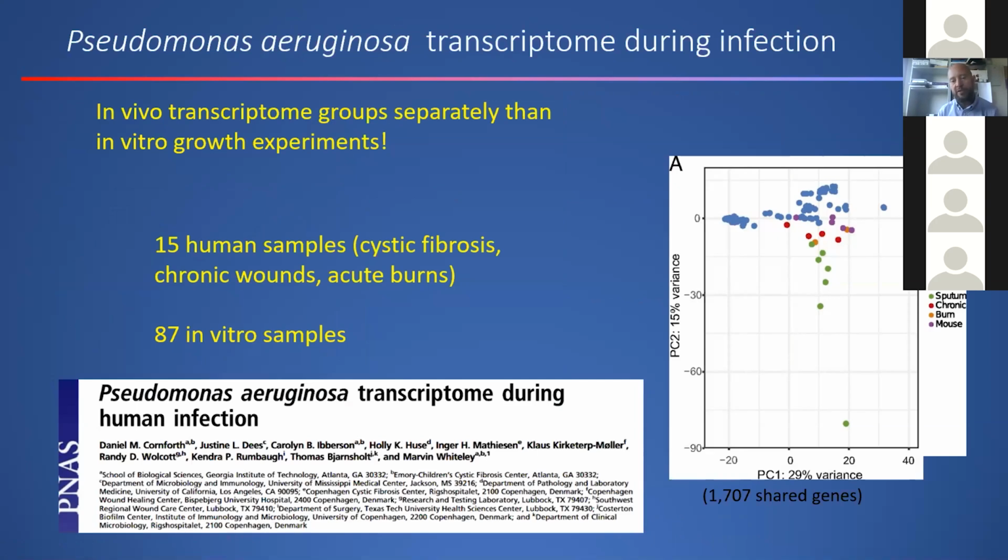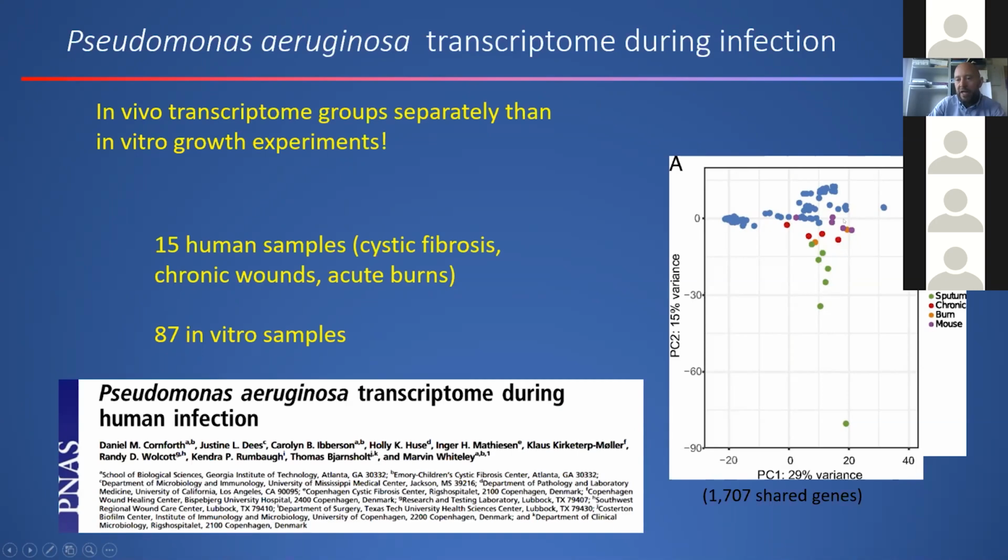But another thing which separates in vitro and in vivo bacteria, not just when they're in biofilms, but also just when they're growing, is again the microenvironment. And the microenvironment also causes the bacteria to have different expression profiles. And that we elucidated together with Marvin Whiteley. We published this paper in PNAS, and here we showed that there's a huge difference in gene expression between in vitro samples compared to these 15 human samples ranging from chronic infected cystic fibrosis patients, chronic wounds, and also acute burns.